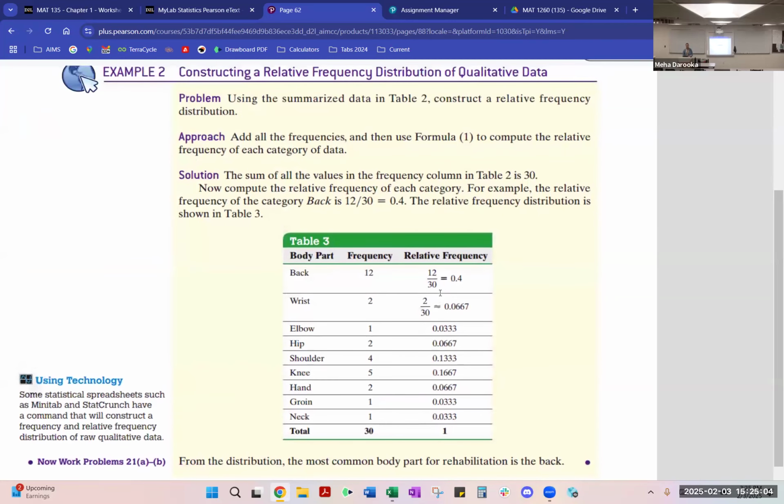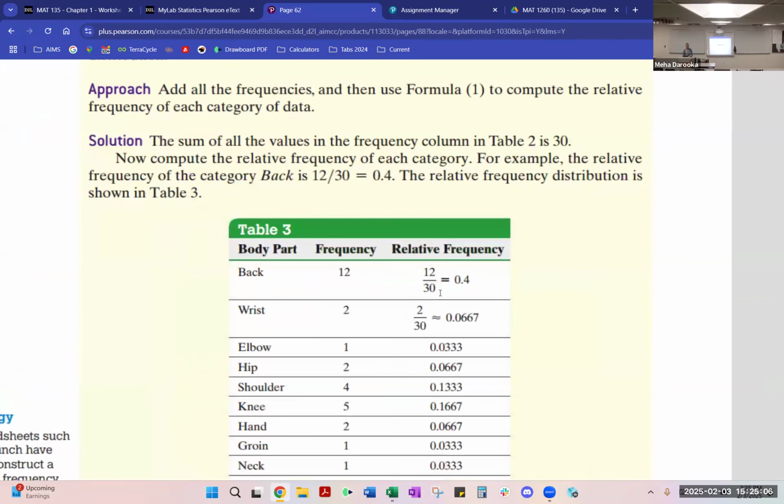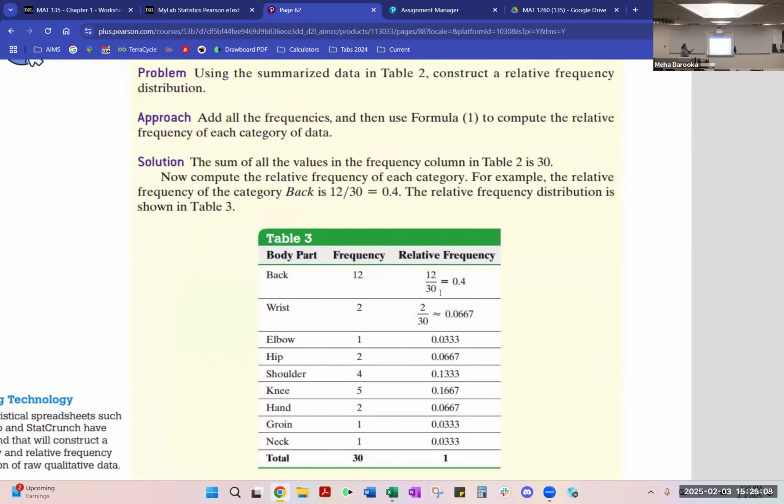So same example that we saw with the PT. And then you can see what the body part was, what their frequency was, and then to calculate the relative frequency, you will see on the bottom here, we have the total. So you take each of the frequencies for each category divided by the total. We do write relative frequency as a decimal answer. Very rarely do we leave it as a fraction.